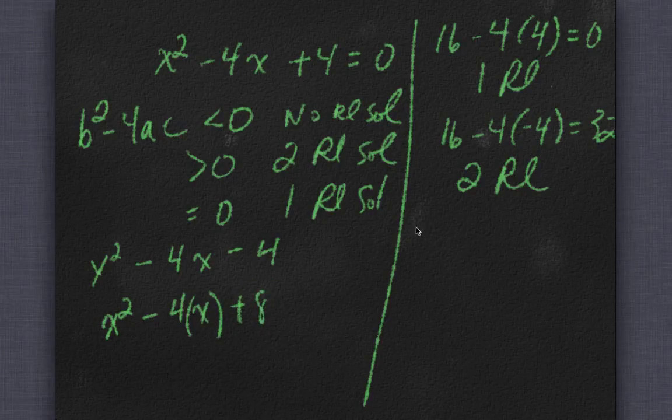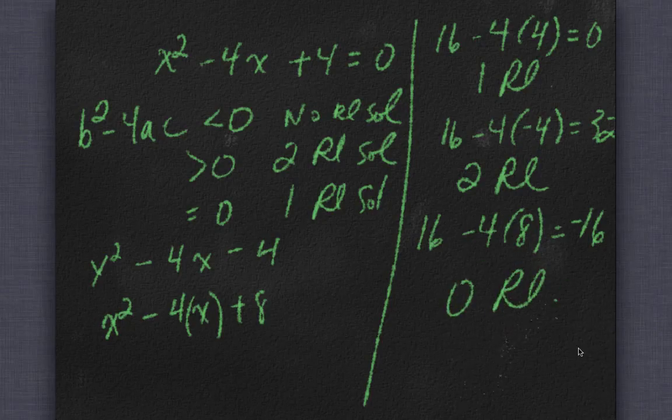If I have this one, then b squared minus 4 times a times c is negative 16. It has 0 real solutions. So that's what you need to know for the moment about quadratics.